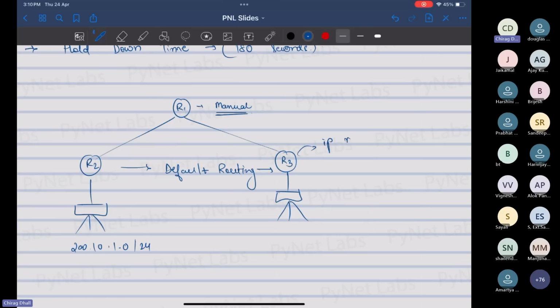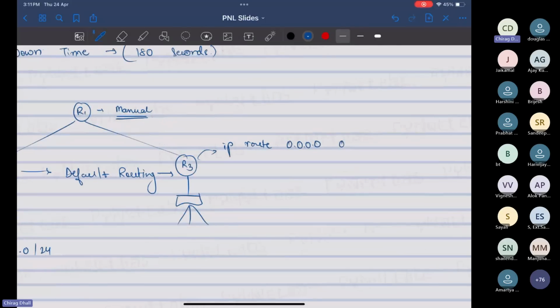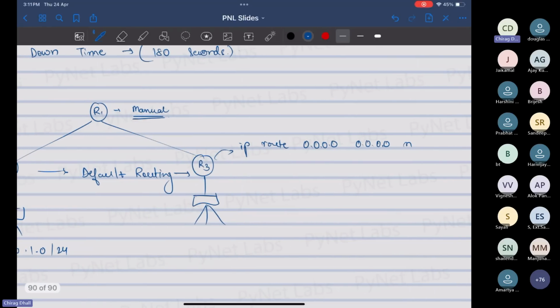How do we install the default route? We say ip route 0.0.0.0, specifying that it can be any network, and then 0.0.0.0, specifying that it can be any subnet mask, and then the next hop address, which is going to be in this case R1's IP, right? That's how we install a default route.